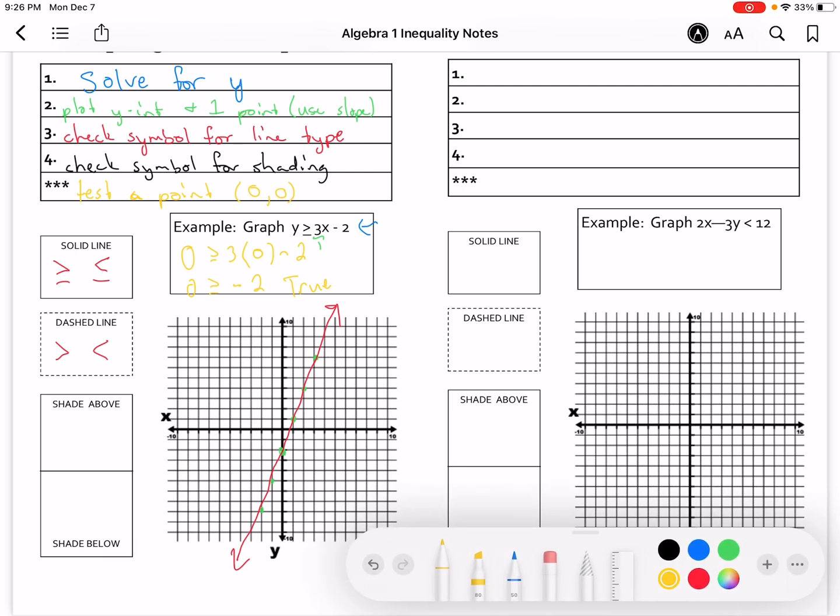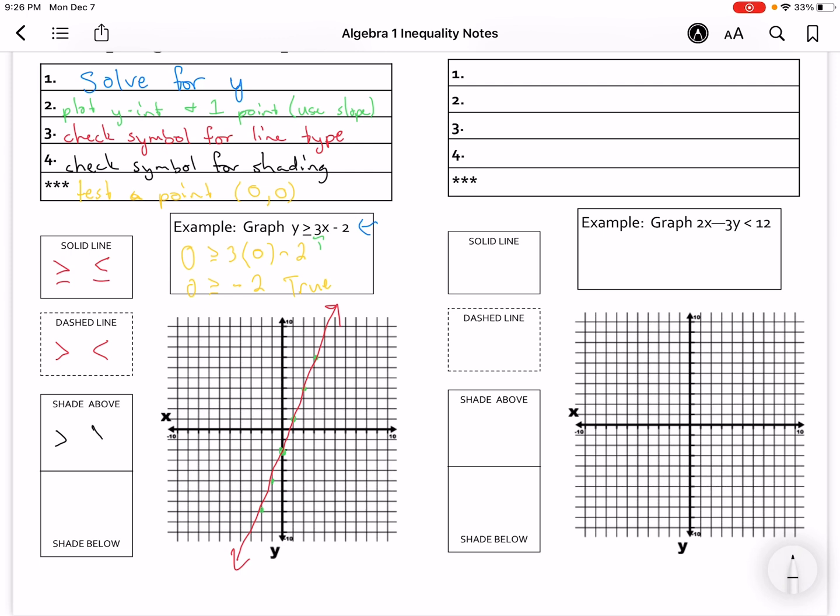Okay, and again, we go to shading. We shade above on anything that's greater than or equal to, and we would shade below on less than or equal to. So again, 0, 0 is located right here. It's a true statement, so I'm going to shade on the side of 0, 0. And that would be the answer to my inequality. The line and everything in the shaded area is a solution to that inequality.